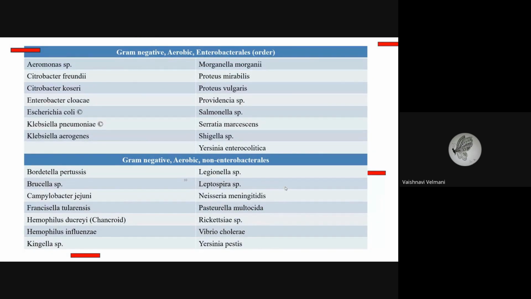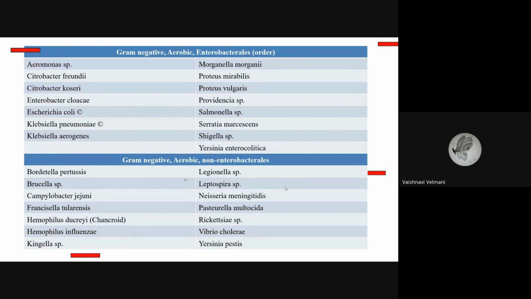Next. Then the gram-negative aerobic enterobacterials. Enterobacterials include all the common organisms which occur more prevalent in any hospitals. It includes Escherichia coli, Klebsiella species, Citrobacter species, Proteus species, Salmonella, which causes typhoid, Shigella, and etc. Morganella species and all. Then the non-enterobacterials. It includes all other orders other than enterobacterials order. It includes Brucella, Haemophilus influenzae.